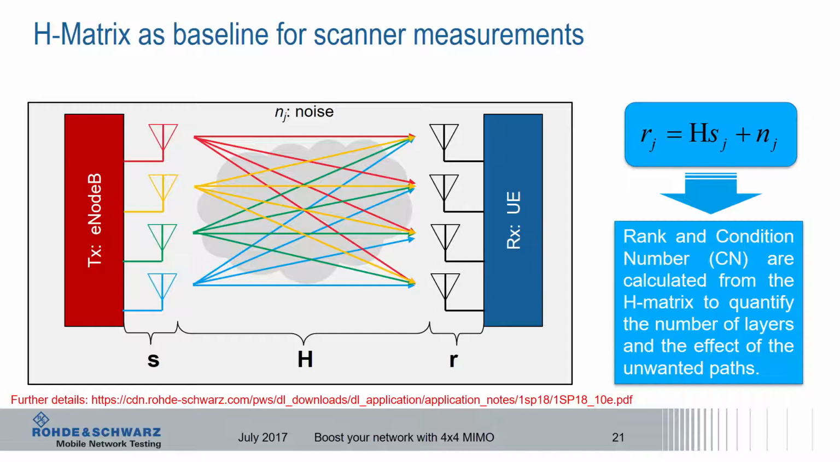First of all, the rank, indicating the number of independent layers. And the other measurement is the condition number. The condition number is a measure of how good the MIMO channel will be and how well MIMO will work. For further reading, I would like to point you to an application note which is already available on the web, and there's a new application note coming soon, which you will find on our internet site as well.